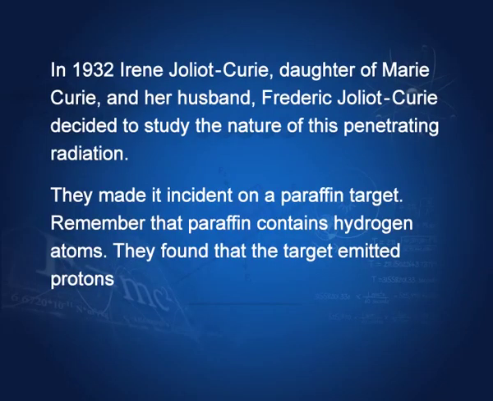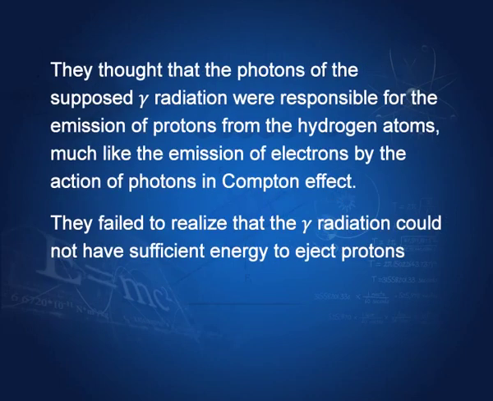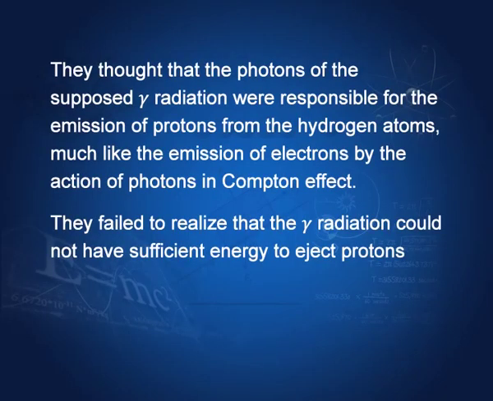In 1932, Irene Joliot-Curie, daughter of the famous Marie Curie, and her husband Frederic Joliot-Curie decided to study this phenomenon. They wanted to know the nature of this penetrating radiation which is emitted when beryllium atoms are bombarded by alpha particles. They found that the target emitted protons. They thought that the photons of the supposed gamma radiation were responsible for the emission of protons, much like the emission of electrons by the action of photons in the Compton effect.